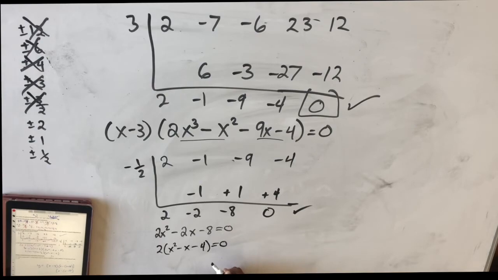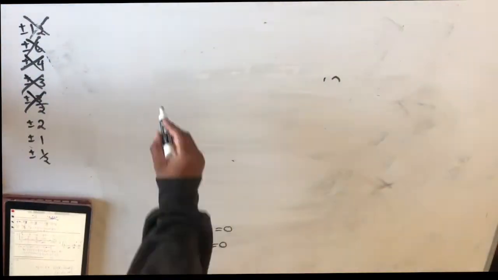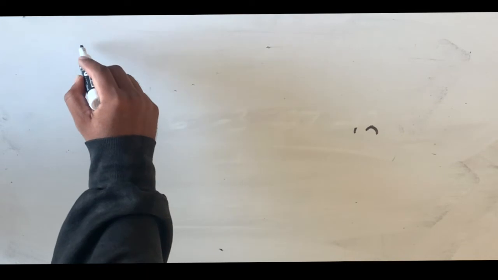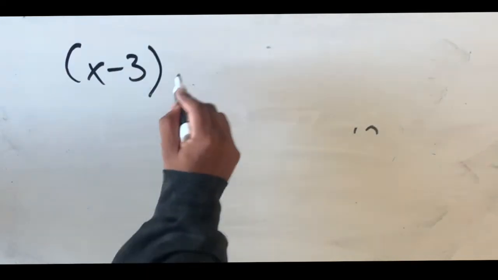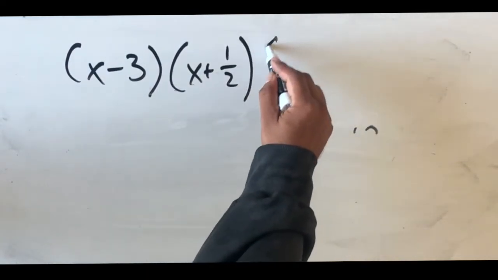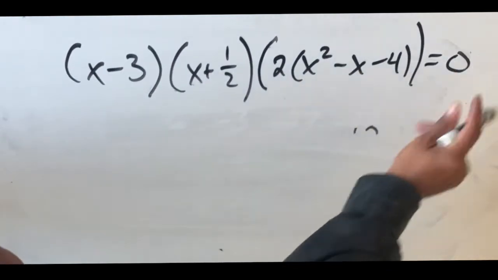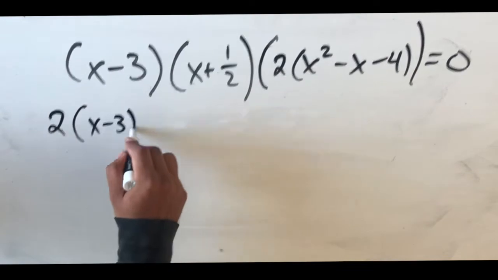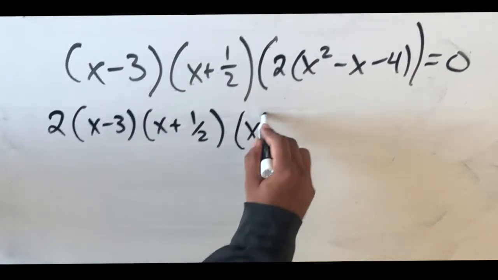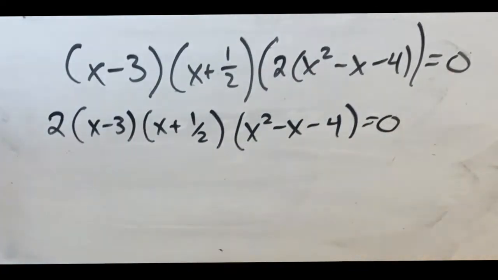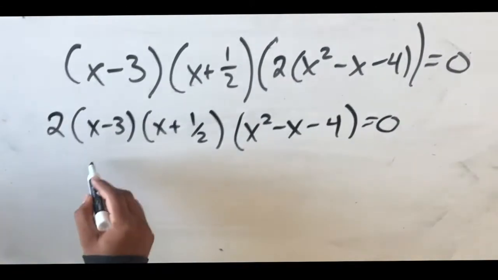So I took out the greatest common factor. I'll rewrite this a little bit bigger in just one moment. So here is my factored polynomial. We have x minus 3 from the 3 working in the original, x plus 1/2 from the negative 1/2 working, and this was the remainder with the 2 factored out just to make it a little simpler. So my x squared minus x minus 4 doesn't factor.